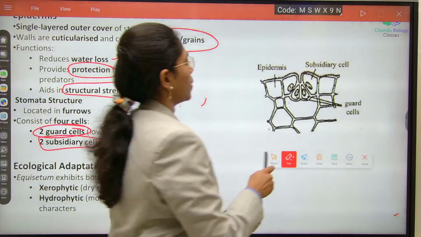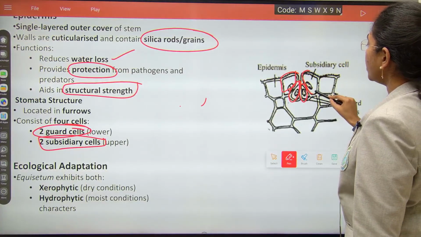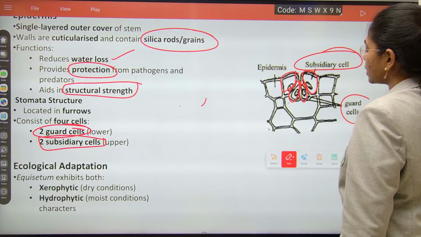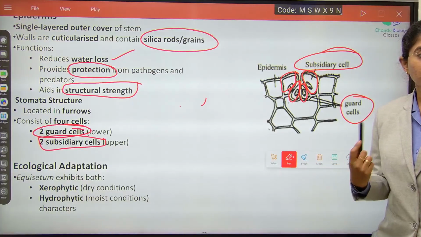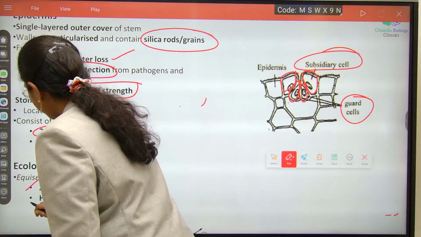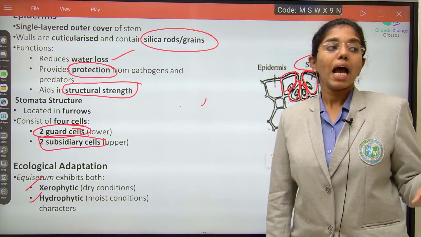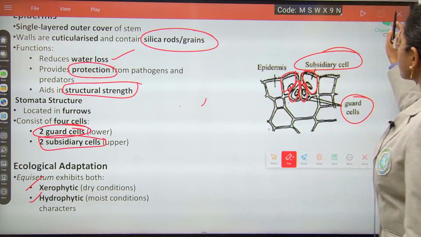Here, over two cells, and subsidiary cells. Xerophytic adaptation and hydrophytic. You will grow both in that.